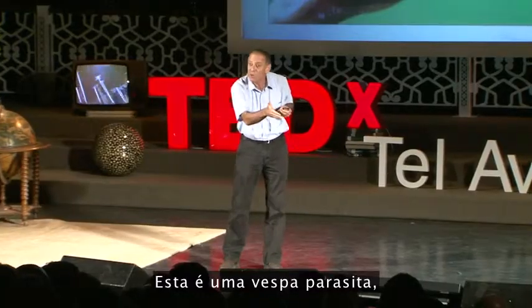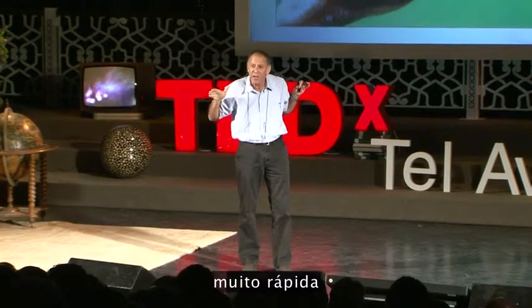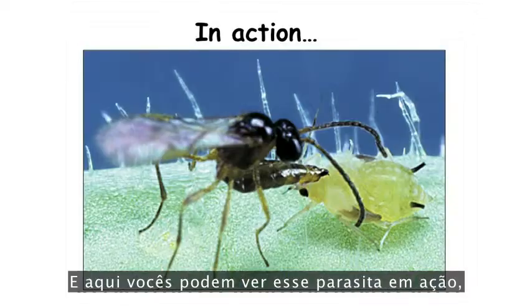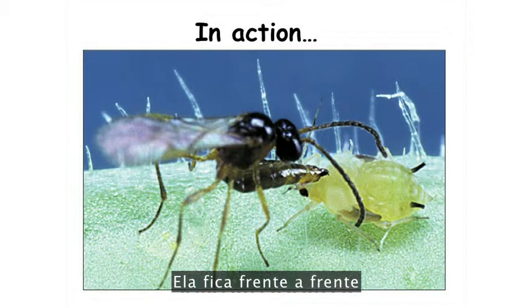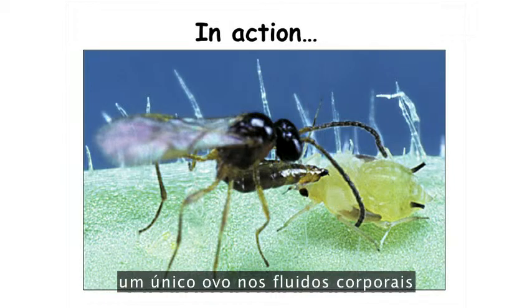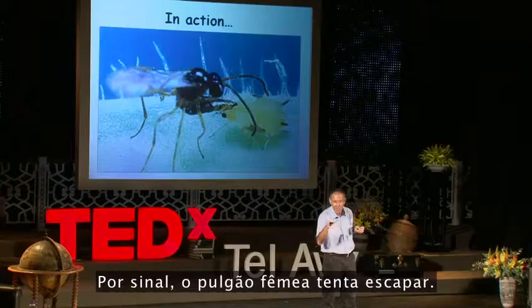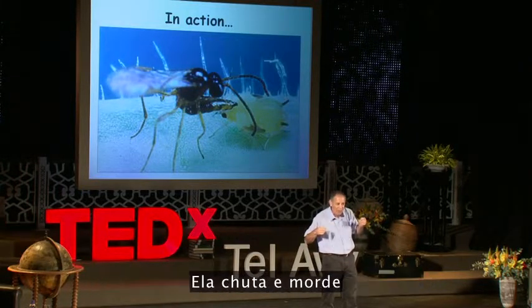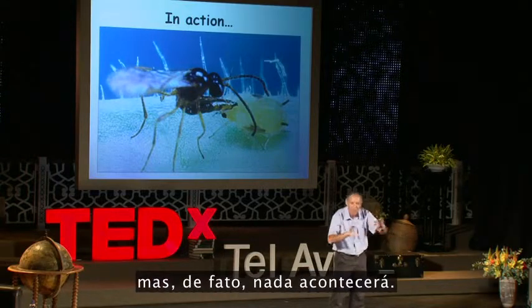This is a parasitic wasp, again, 2 millimeters long, slender, a very quick and sharp flyer. And here you can see this parasite in action, like in an acrobatic maneuver. She stands vis-a-vis in front of the victim on the right-hand side, bending her abdomen and inserting a single egg into the body fluids of the aphid. By the way, the aphid tries to escape. She kicks and bites and secretes different liquids, but nothing will happen.